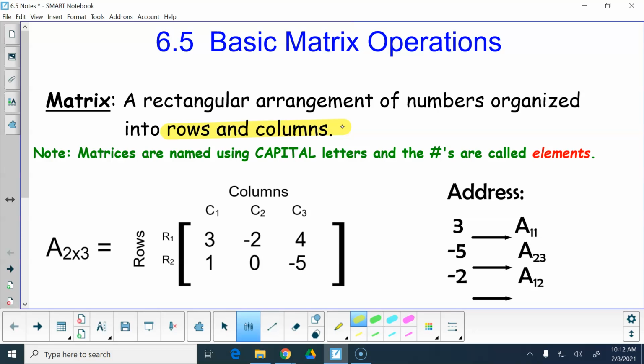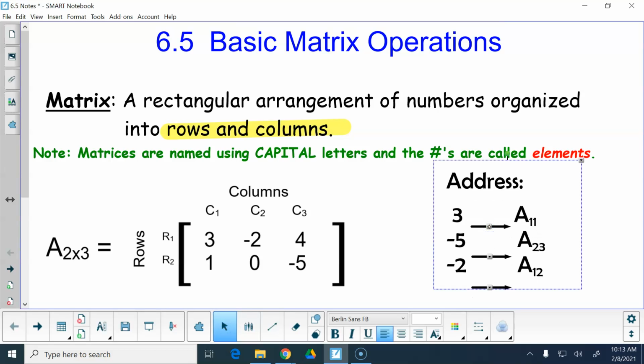Matrices, and that's the plural, are named using capital letters, okay? And each individual number is called an element. So for instance, we have matrix A, okay? And we have to do 2 things when we're telling somebody what matrix A is.